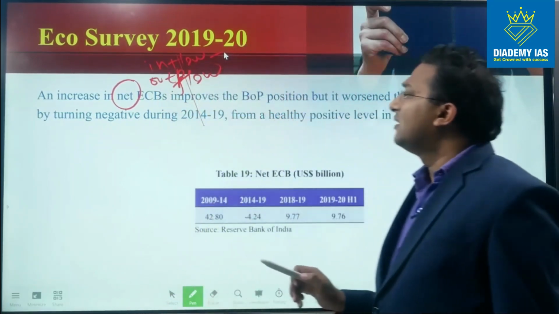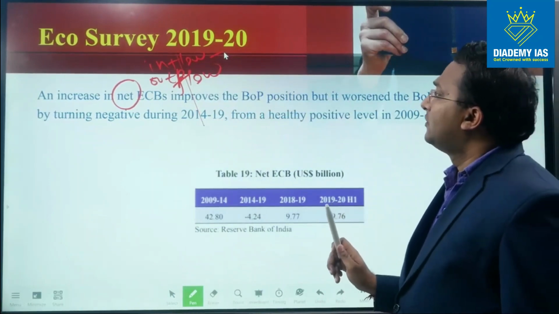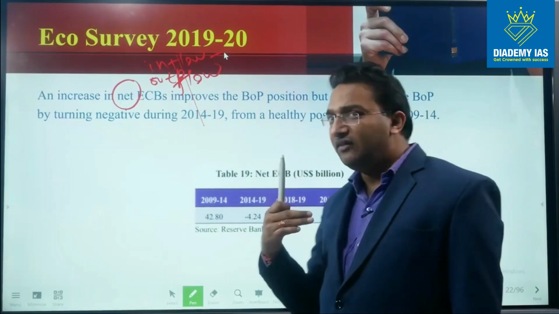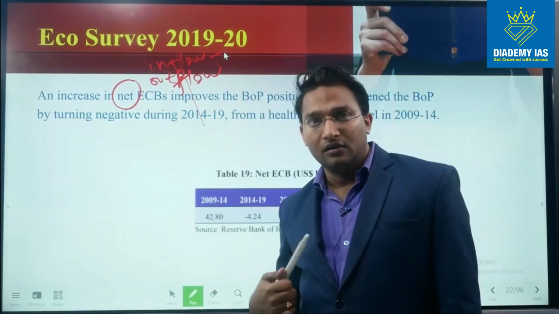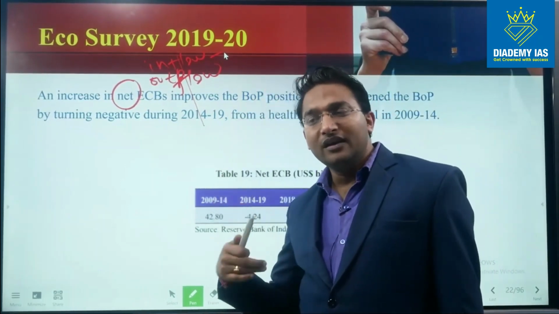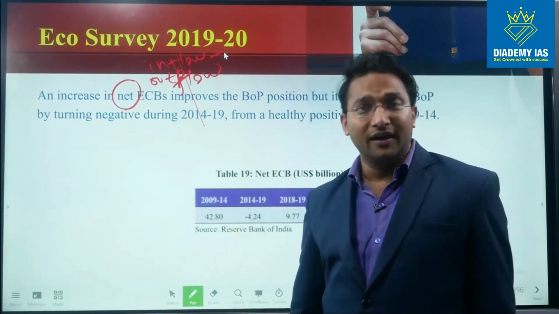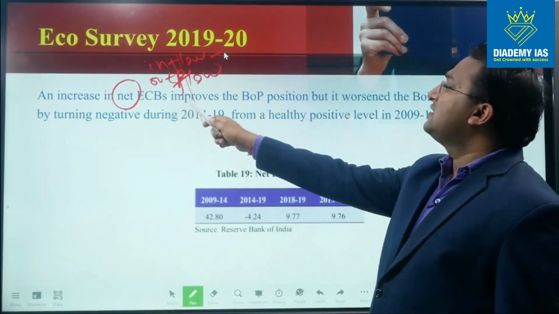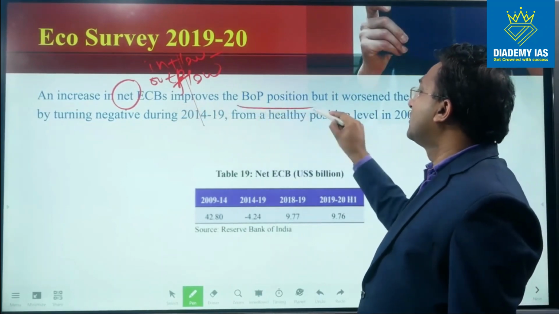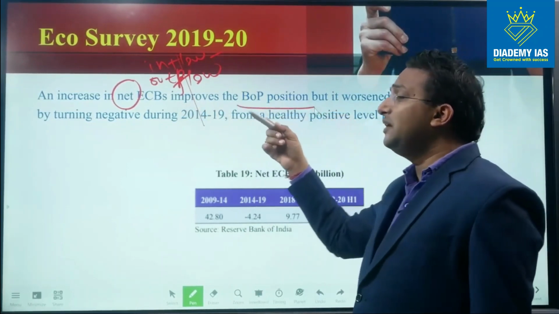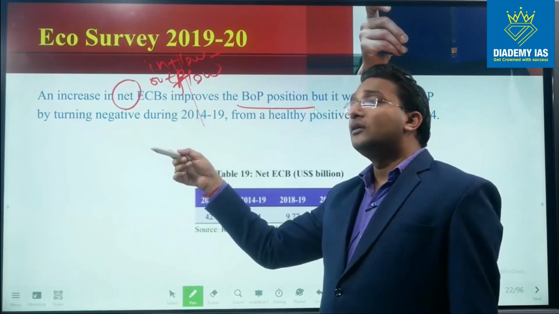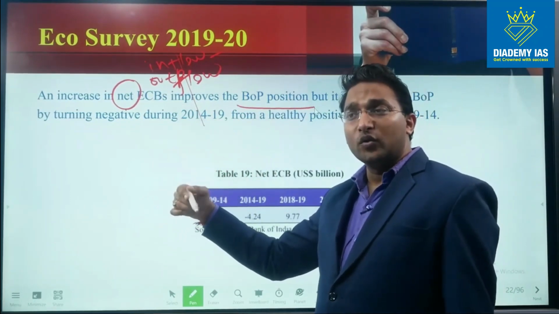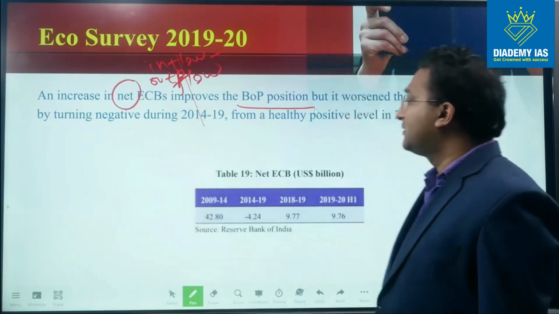An increase in the net ECB. Inflow minus outflow. Inflow means the money which we are raising from outside India. Outflow means the money which is going from India to outside India in the form of ECB only. An increase in net ECB improves the BOP position. Definitely, if there is an increase in ECB, it will add to the capital account. The capital account will improve, and if the capital account improves, it will improve the balance of payment.